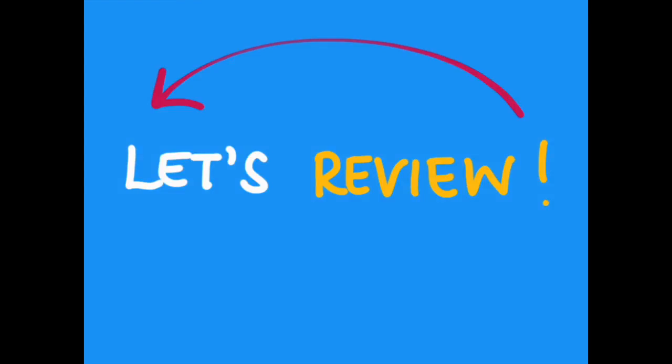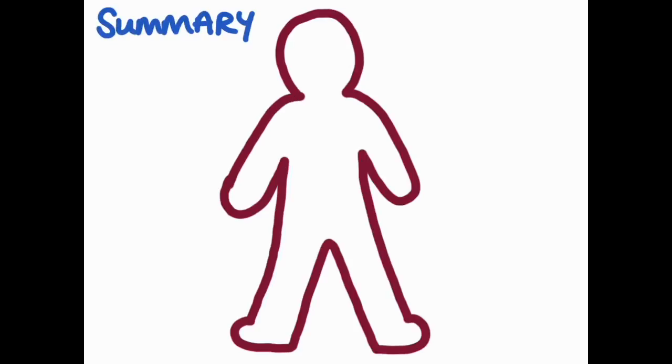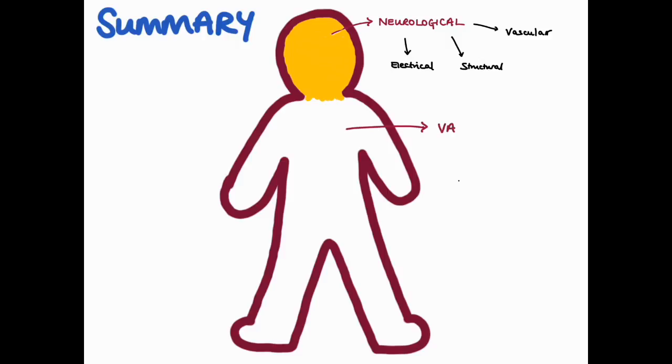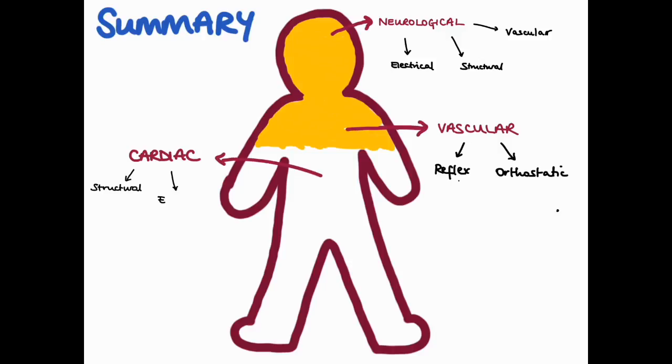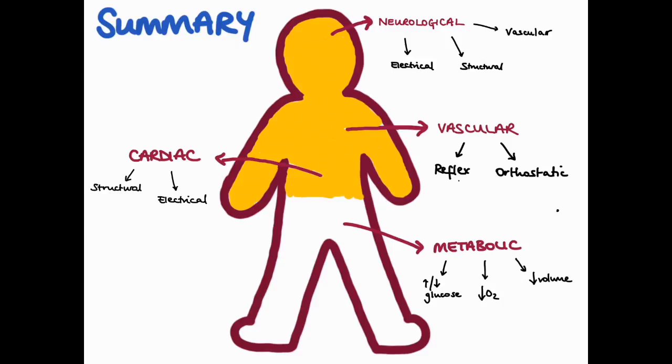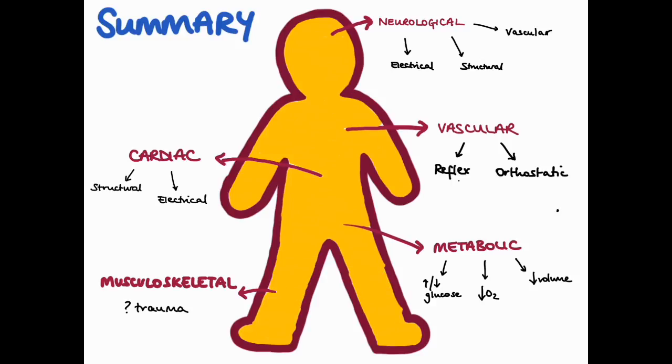So, in summary, we have covered a whole ton of differential causes of syncope. For neurological, we have talked about electrical, structural, and vascular issues. Within the vascular system, we discussed reflex-mediated and orthostatic causes of syncope. In the cardiac system, we covered structural and arrhythmogenic causes, diving into preload, contractility, afterload, bradycardia, and tachycardia. Metabolic causes touched upon hypoglycemia, hypoxia, and hypovolemia. And finally, it is always important to remember a musculoskeletal and trauma history for any patient who presents with syncope.